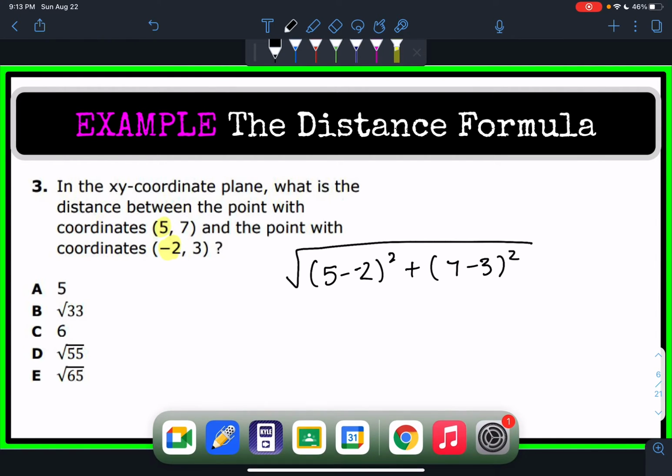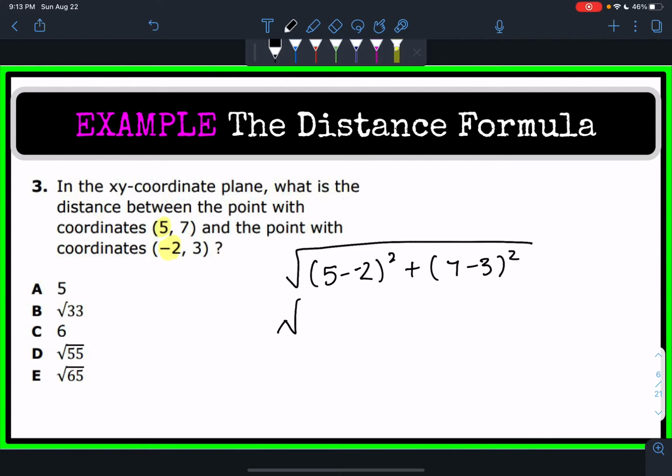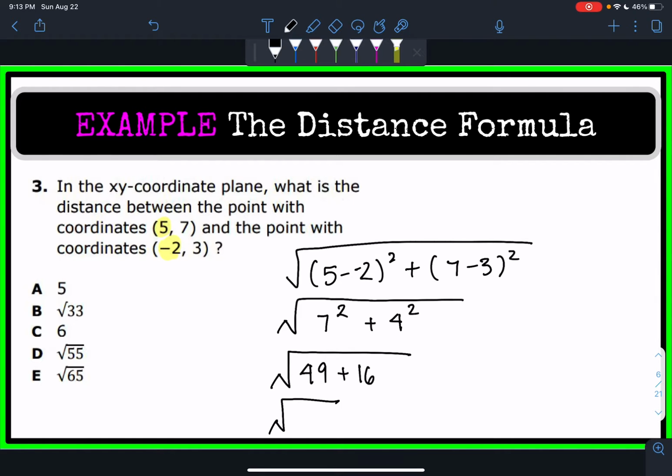This time, I am going to take it a step-by-step process, okay? So 5 minus -2, that's equal to 7. So 7 gets raised to the second power. 7 minus 3 is equal to 4. So 4 gets raised to the second power. 7 to the second power is equal to 49. 4 to the second power is equal to 16. And adding 49 and 16, well, that's equal to a total of 65.